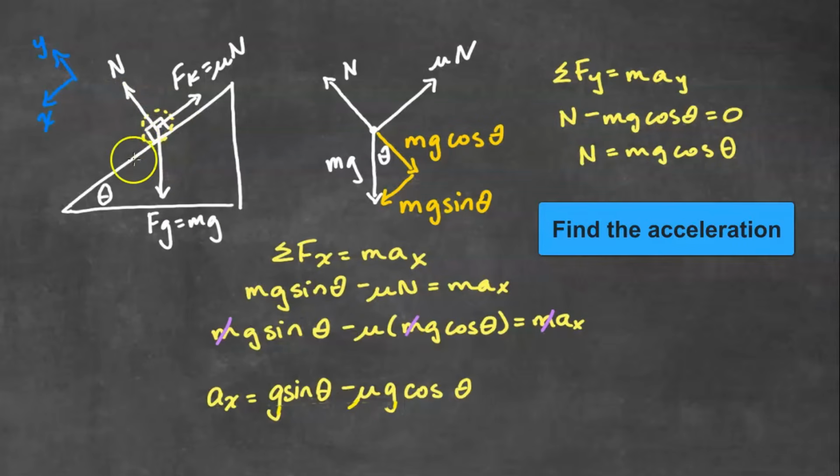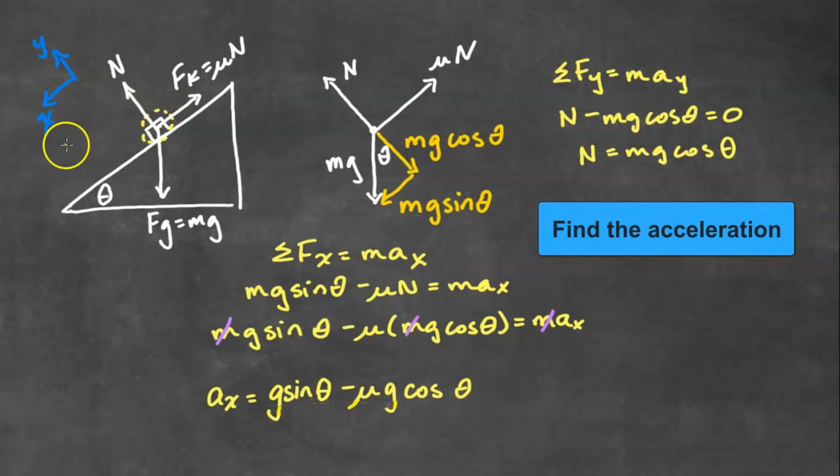Normal force is going to be perpendicular to the surface of the ramp, and then Fk is going to be in the opposite direction that the block is moving. The block is sliding down, so Fk is going to be up the ramp, which is equal to mu times Fn. Next, I'm going to indicate my positive direction.